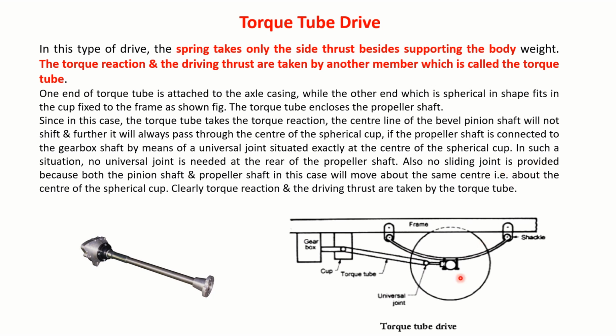Also, no sliding joint is provided here, which I have not explained yet. I will explain it in another few minutes. Both the pinion shaft and the propeller shaft in this case will move about the same center.